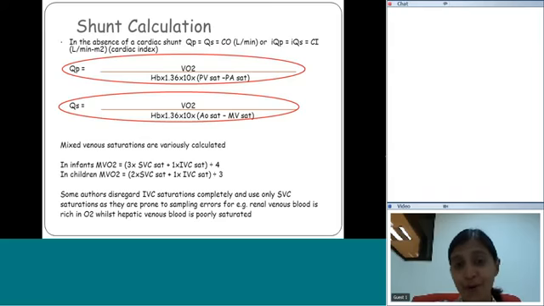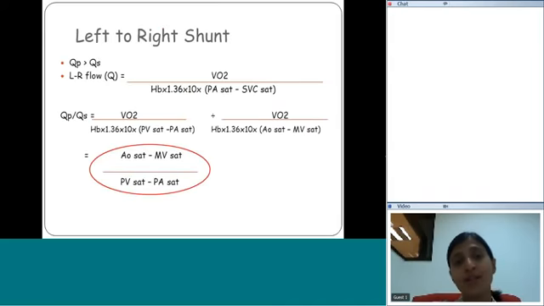So when you have a left to right shunt, if you want to know what the left to right flow is, basically, the pulmonary blood flow is greater than the systemic blood flow, right? This is because systemic blood flows into the pulmonary circulation, and you have a formula to calculate the quantity of this left to right shunt. What we are normally interested in is the QP by QS ratio, which tells you how much more blood is flowing into the pulmonary circulation as compared to the systemic circulation.